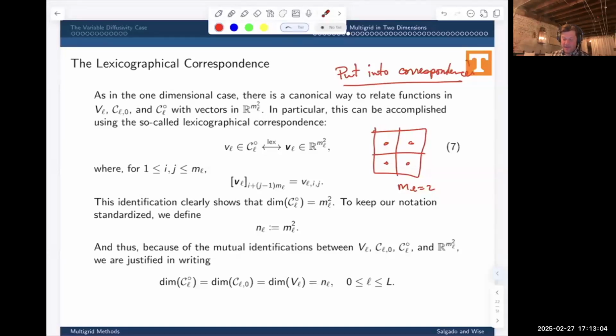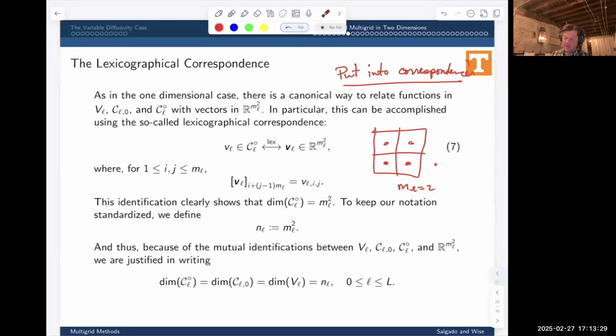I'm going to say that a grid function gets turned into a vector according to this correspondence. This is called the lexicographic correspondence. This is kind of complicated looking, but it's actually quite simple. It just means you're going to count like a typewriter, going from the lower left-hand corner to the upper right. So you count in rows like this.